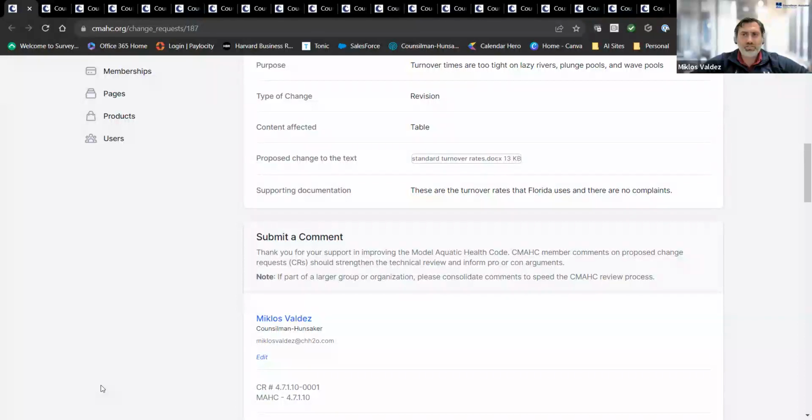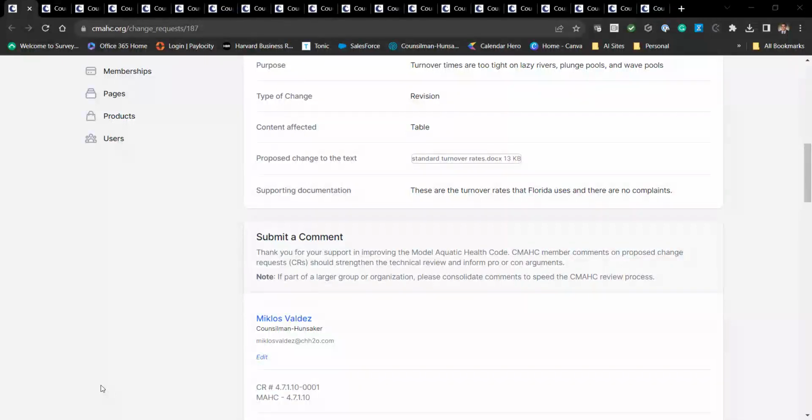From my perspective, I think that these turnover rates were put in place for a reason. I've slept since then, but I'm assuming a fair amount of scientific rationale. So without some really good reasons otherwise, I don't know that I would support this one.